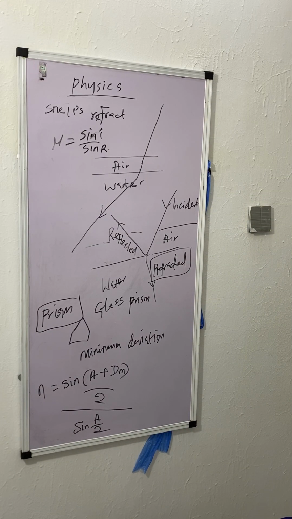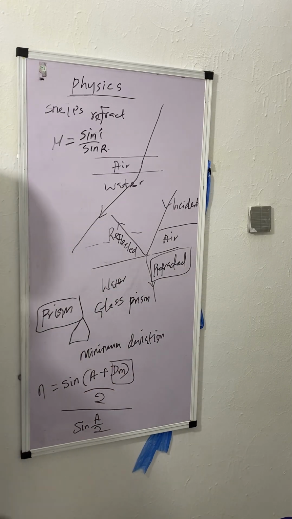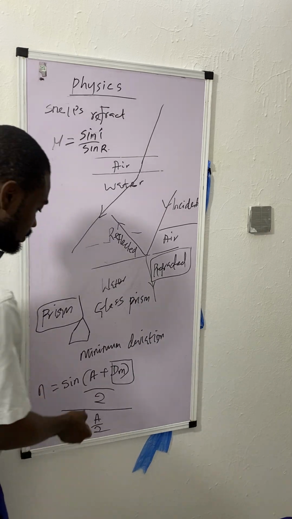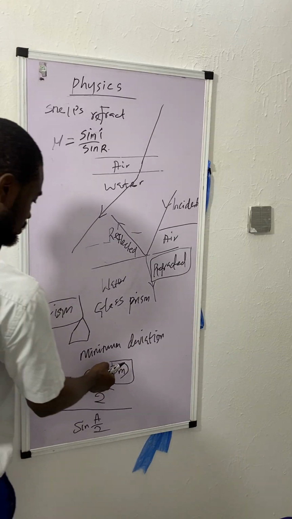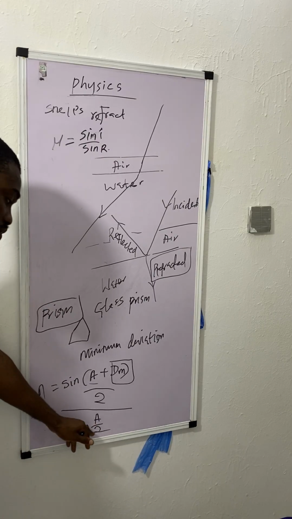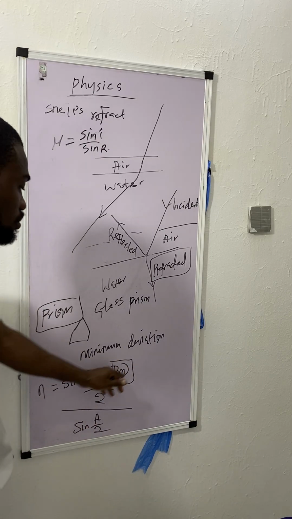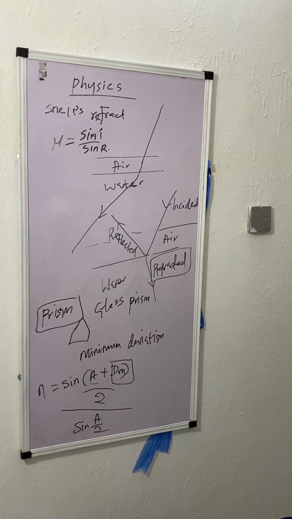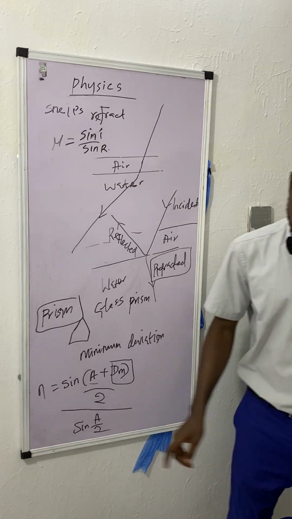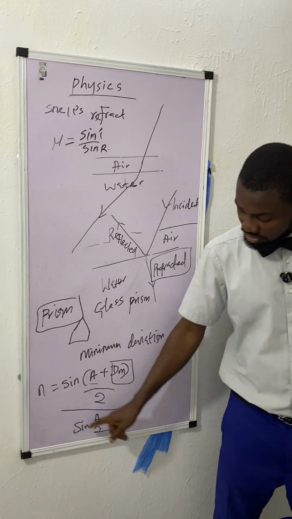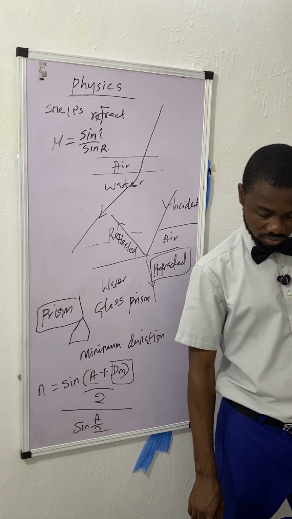So if they ask you to look for minimum deviation, all you have to do is substitute the rest. You substitute the angle, which is A, over 2. You solve this one. You substitute the second angle over 2, sine of the angle. When you substitute, you get your minimum deviation. So this n here is the refractive index, equal to this. But this is the formula for minimum deviation.